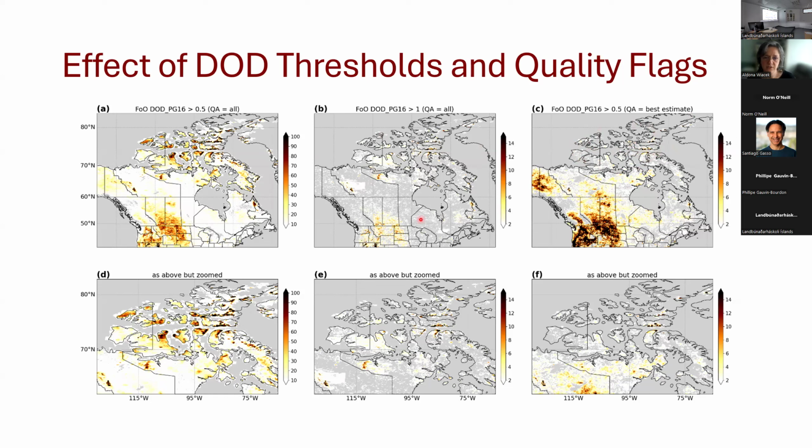You can achieve the same effect by asking for an even more extreme event. So for DoD greater than 1, which was like at the top of the scale for some of those dust over snow things that Ali was showing in the previous talk, right next to the sources.